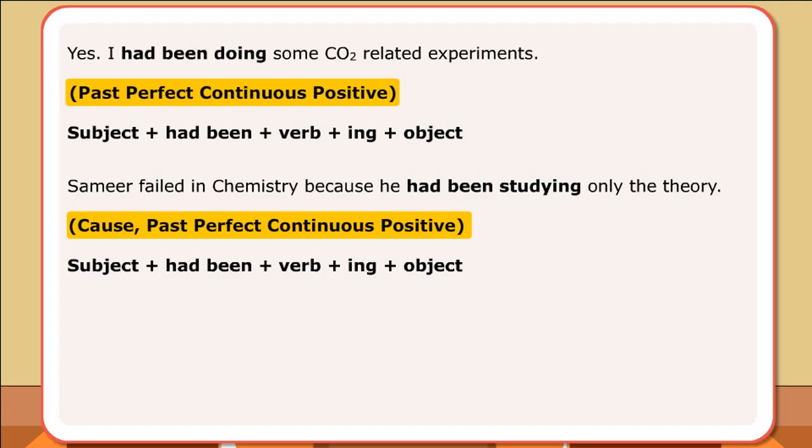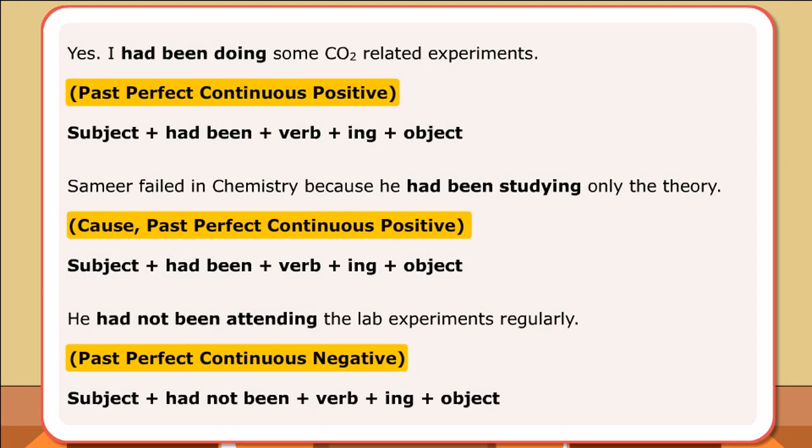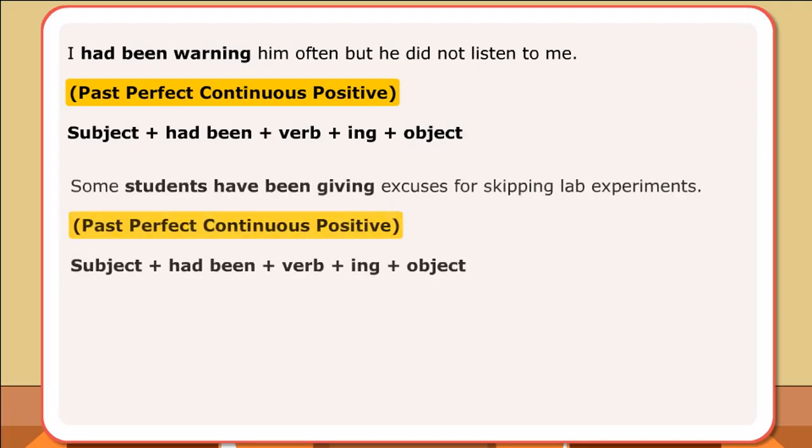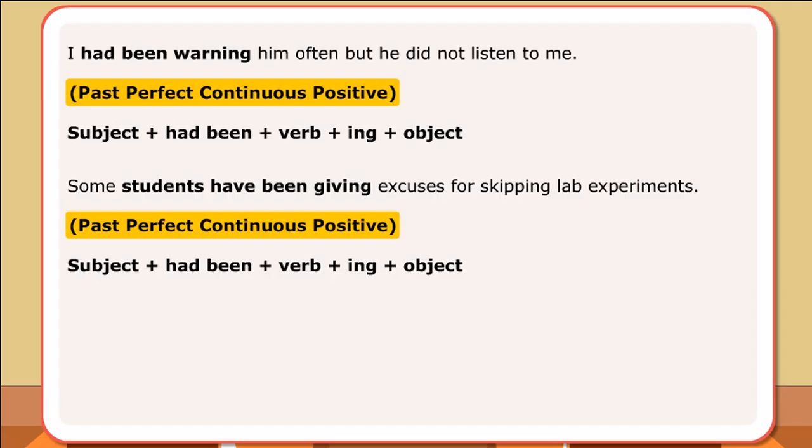Samir failed in chemistry because he had been studying only the theory. He had not been attending the lab experiments regularly. I had been warning him often, but he did not listen to me. Some students have been giving excuses for skipping lab experiments.